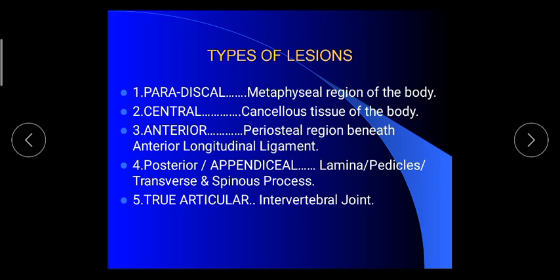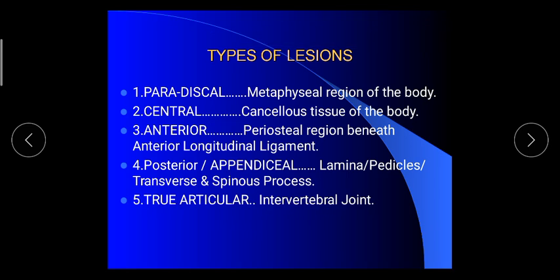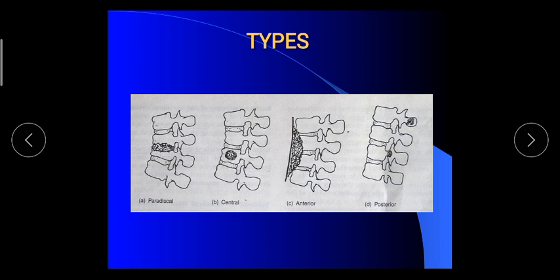Types of lesions based on the anatomical location. One is the paradiscal type, which is the most common type. Then the central type, then the anterior type, then the posterior type affecting the appendiceal parts, that is the lamina, the pedicle, transverse process and spinous process, and the articular type affecting the intervertebral joints, that is the facet joints. This you will see in the figure also.